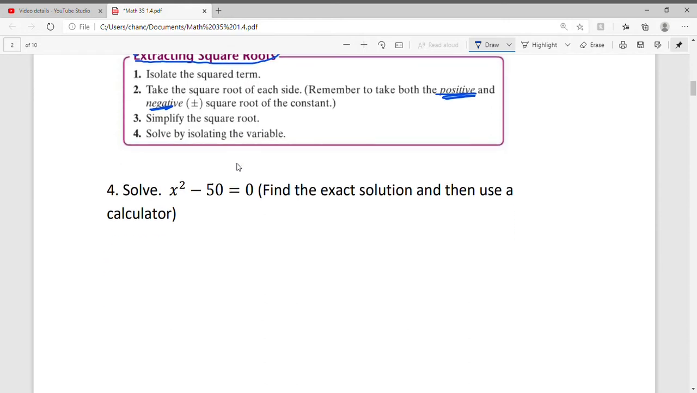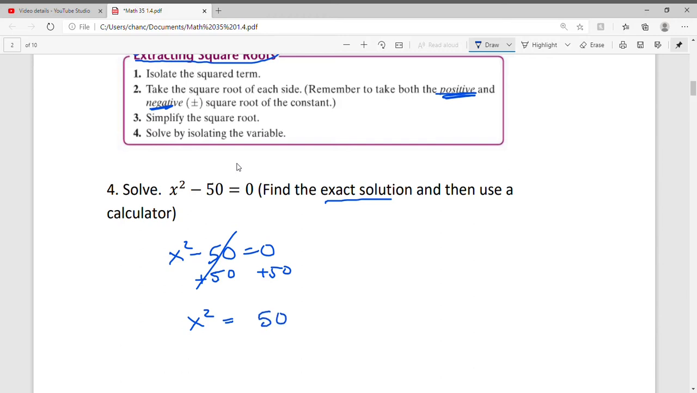Now I want to find the exact solution, and then we'll use our calculator to simplify this to a decimal. I have x squared minus 50 equals 0. Let's add 50 to both sides. Again, I cannot factor this. There's no difference of squares that would work for this problem. So let's write it as x squared equals 50.